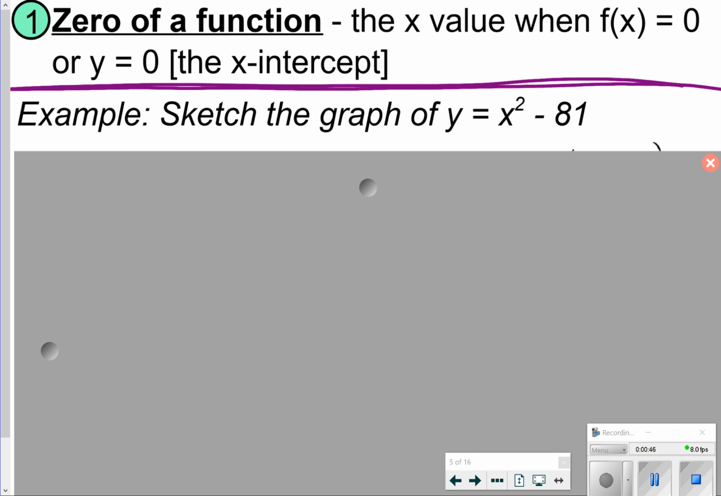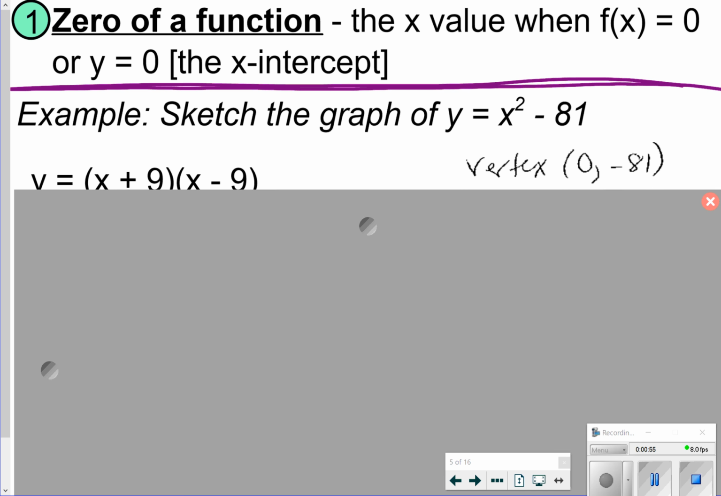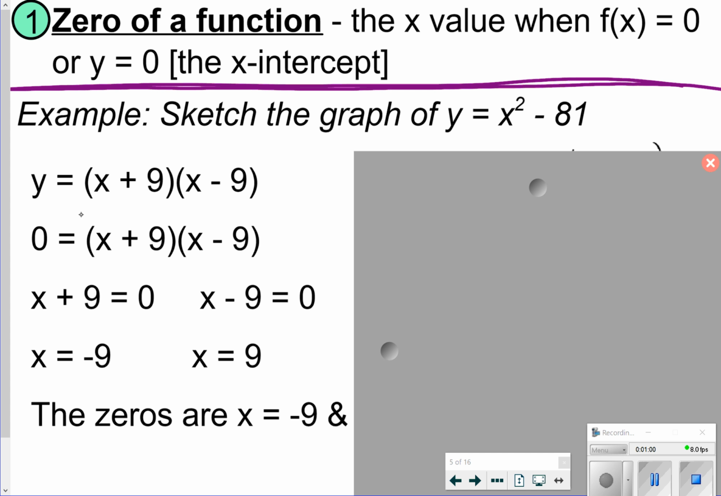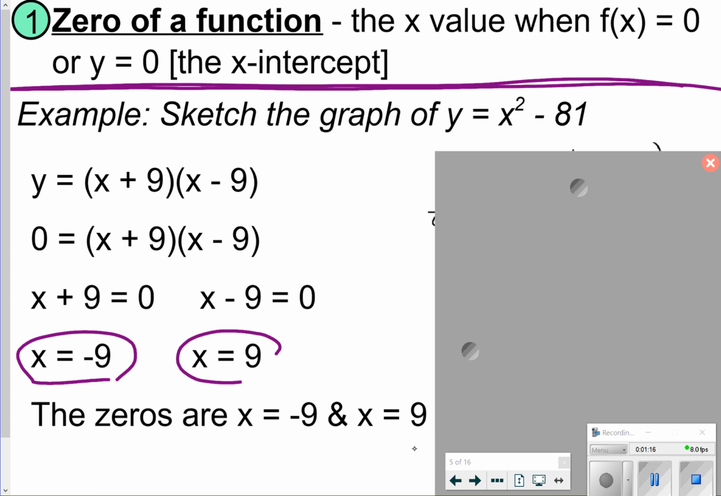And if you want to copy down this example below it, you can, because the next one you're going to try. It says, sketch the graph of y is equal to x squared minus 81. Just remember what we would do here, that's the difference of two squares. So what we would do is factor it and then solve both for x. Our factoring of x squared minus 81 is x plus 9 times x minus 9. That's set to 0. You can get x is equal to negative 9 and x is equal to positive 9. So your zeros are x is negative 9 and 9.